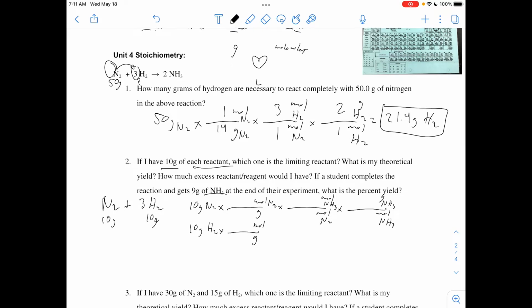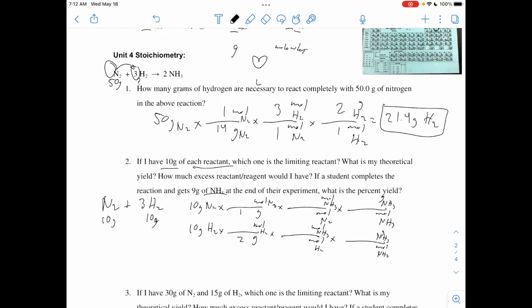And then same thing for hydrogen. I'm going to get it into moles of NH3, and then grams of NH3.